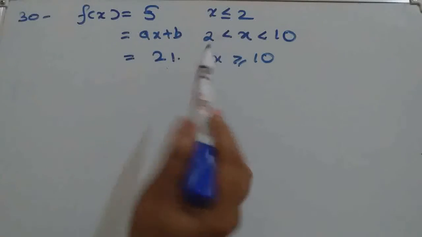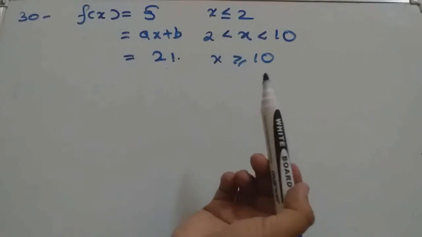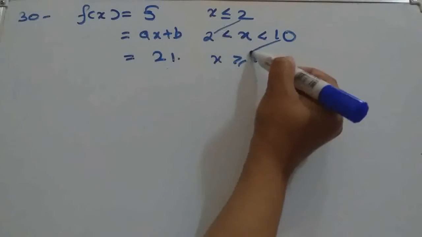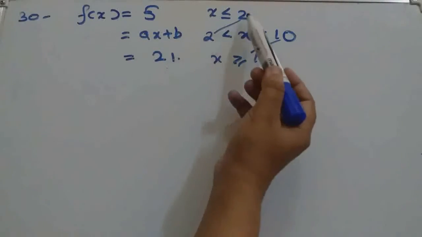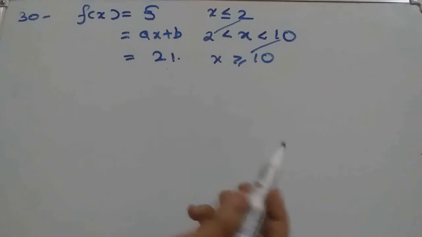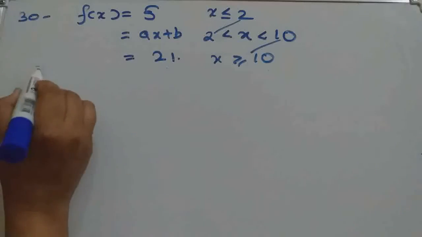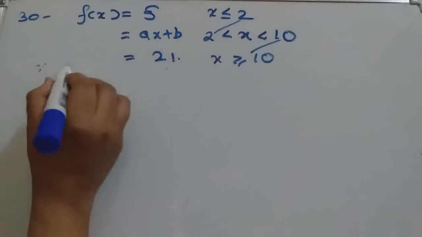Now, at which point the function is continuous is not given. So we should consider x equal to 2 and x equal to 10 because 2 and 10 are repeating. This trick we can use here, isn't it? So first we'll suppose the function is continuous at 2.